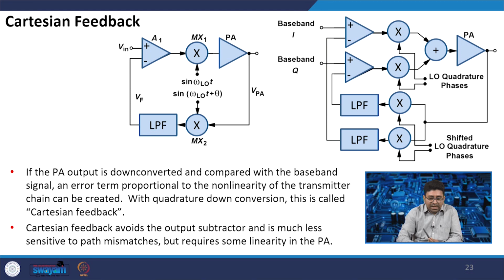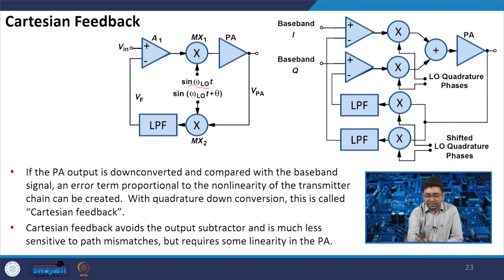Now, we will see another method, called Cartesian feedback. In the Cartesian feedback, this is the input which is coming to the power amplifier, and then with sin omega LO it is up converted, then the power amplifier will amplify the signal. This we have already seen when we discussed the transmitter architecture.